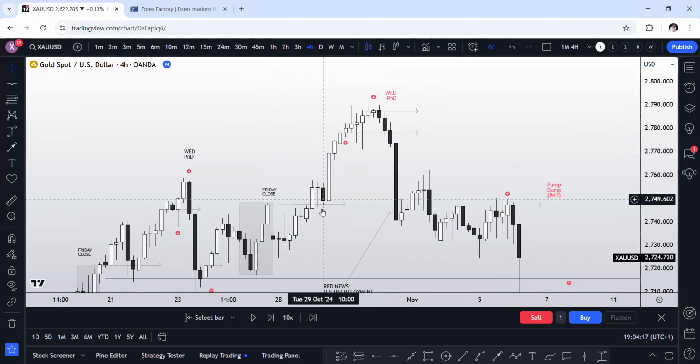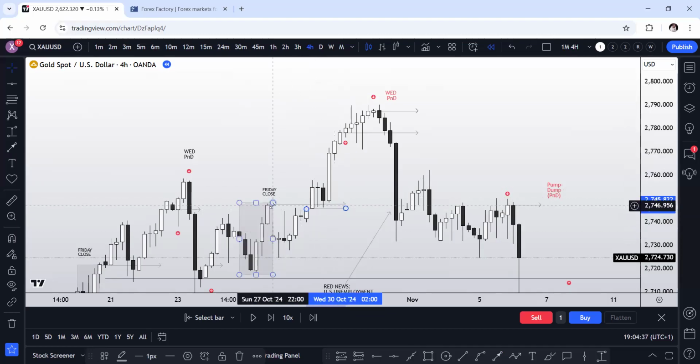Then it holds higher. This is Tuesday. This is Monday close. Monday close, and then Tuesday opens with a high tension of buying. It closes above the Friday close, pulls back into it, then goes higher.